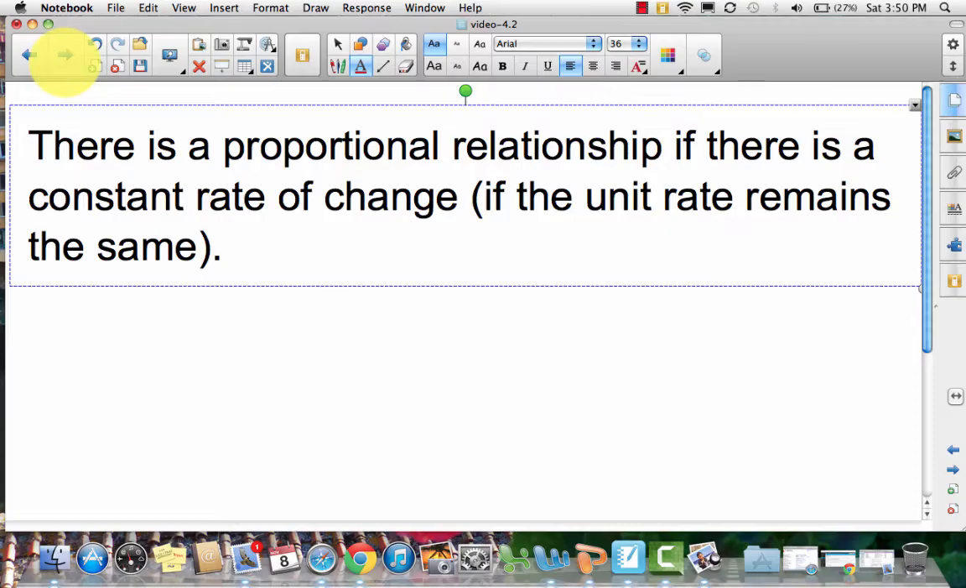If there's a proportional relationship, we say that there is a constant rate of change between the two sets of data. And when we look for a constant rate of change, we're looking at the unit rate from one set to the next. And if the unit rate is the same, then we say there's a constant rate of change, and therefore there is a proportional relationship.